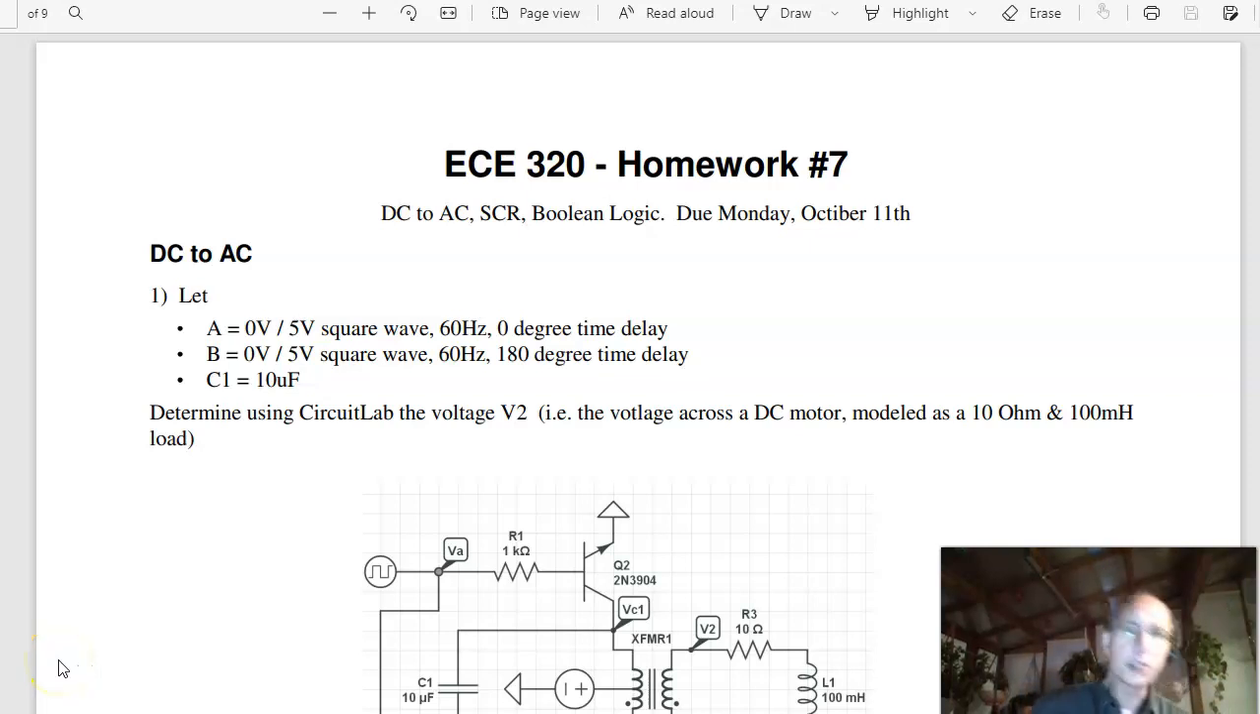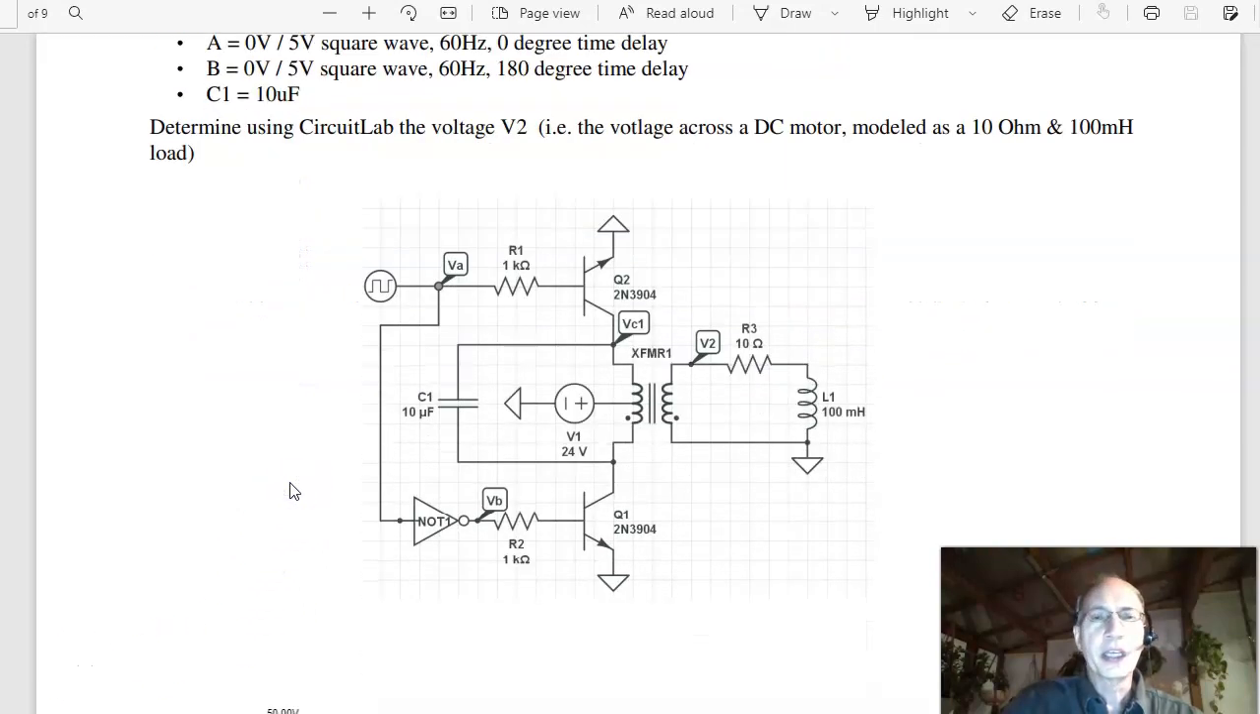Okay, here's the solution to homework number 7 for ECE 320. The first problem is a DC to AC converter. I've got 24 volts DC. I want to convert to 60 hertz AC. So that's what this circuit does.